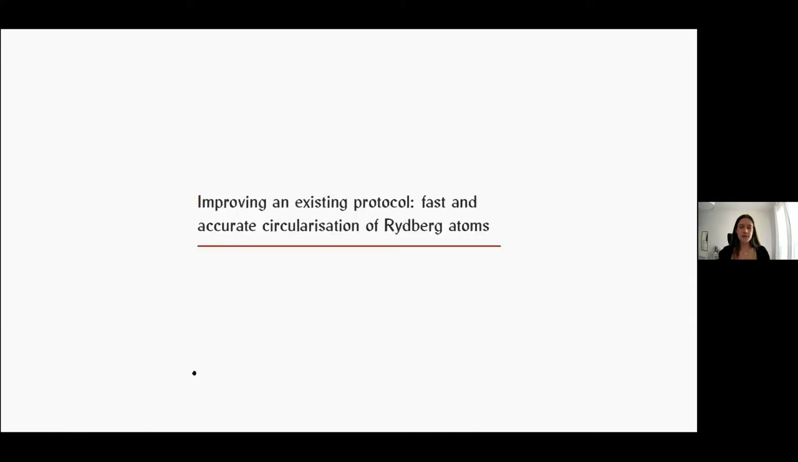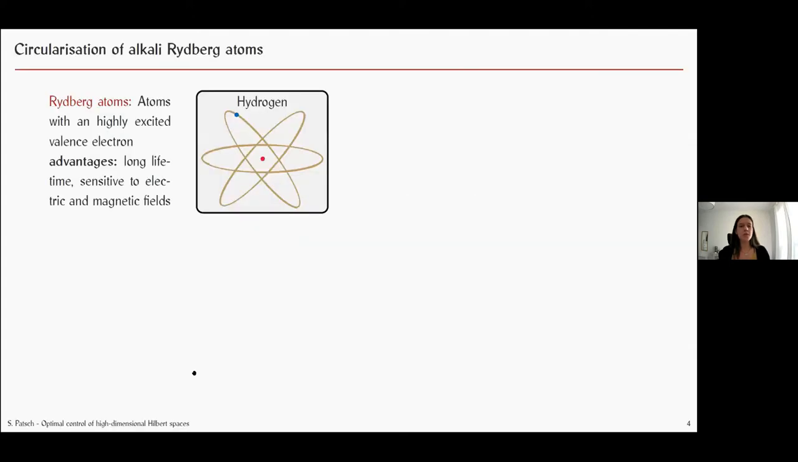So let's look at a specific example. And here, as I already said, we want to improve an existing protocol, which is the circularization of Rydberg atoms. So in case you're not familiar with Rydberg atoms, don't worry too much, because Rydberg atoms are essentially just highly excited hydrogen atoms. And the advantages of Rydberg atoms are that they have a very long lifetime and that they are very sensitive to electric and magnetic fields.